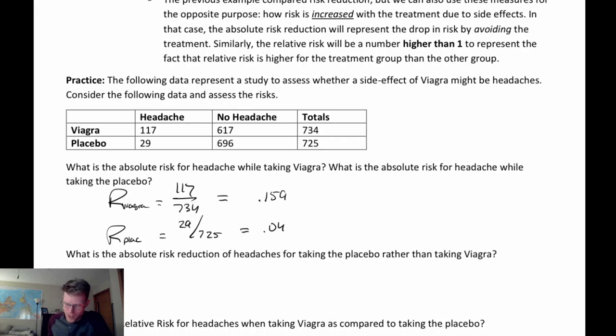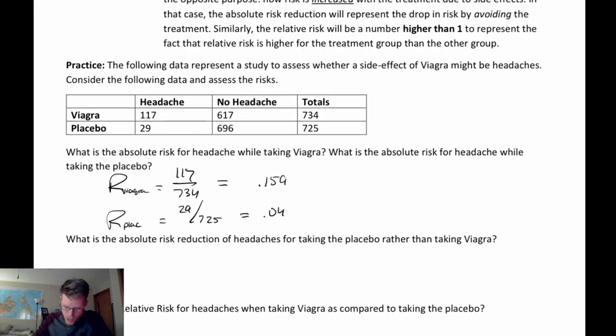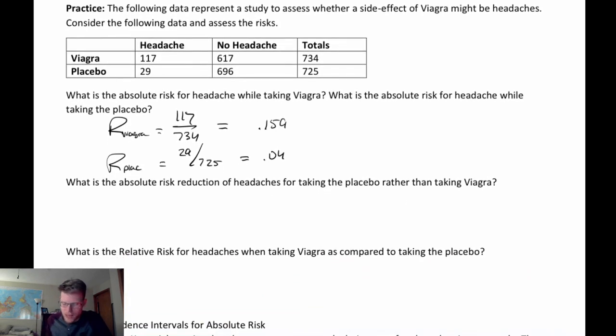Okay, so what is the absolute risk reduction of headaches for taking the placebo rather than taking Viagra? Notice how we're going to alter this phrasing to match what we're measuring here. If we're talking about absolute risk reduction, we're talking about the risk being reduced. So in this case, the risk is being reduced by avoiding Viagra. So we could also say, what is the absolute risk reduction for headaches for those who avoid Viagra in favor of a placebo?